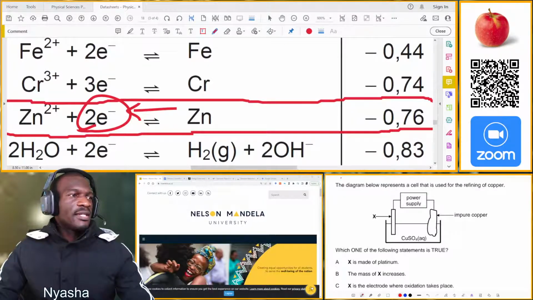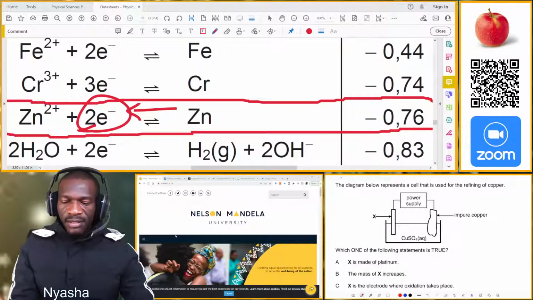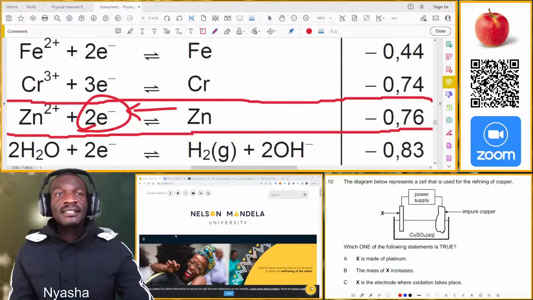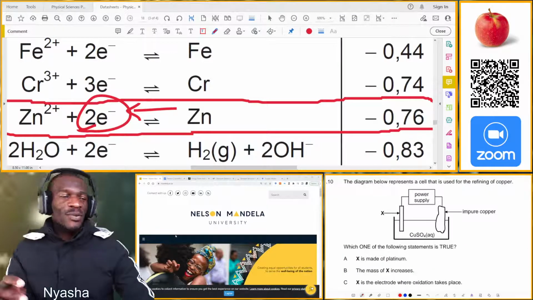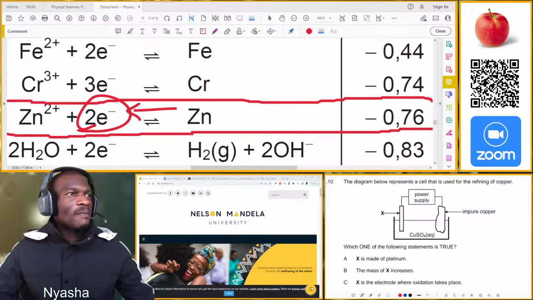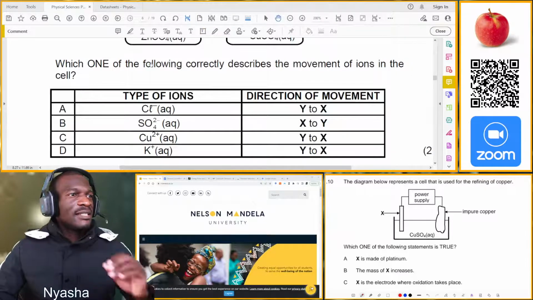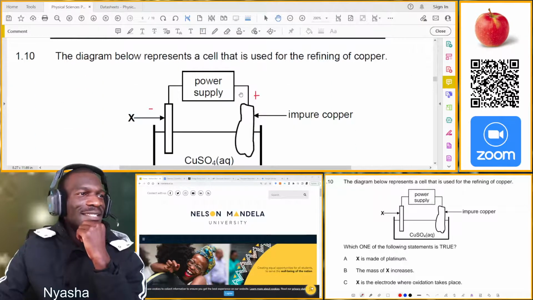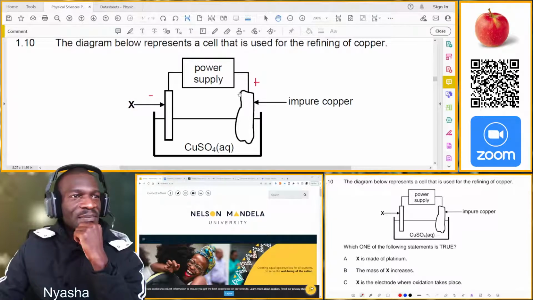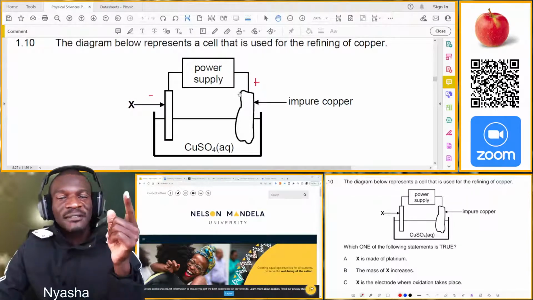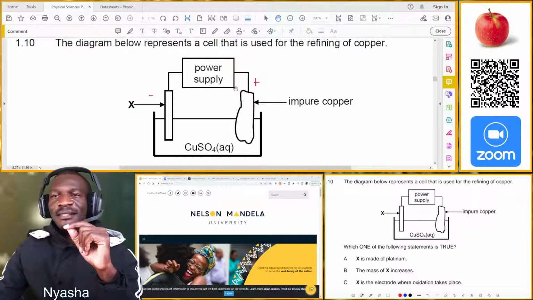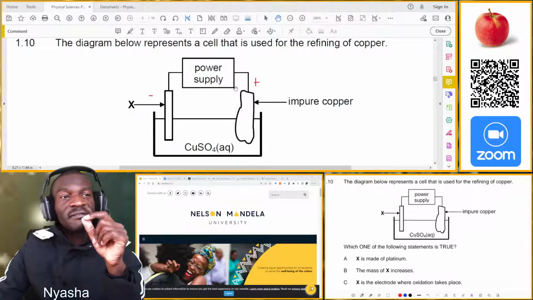We've seen a few things now. We have worked on a galvanic cell. Let's look at the next question. The next question is the opposite. The diagram below represents a cell that is used for refining copper. This is a cell that is used for refining copper.